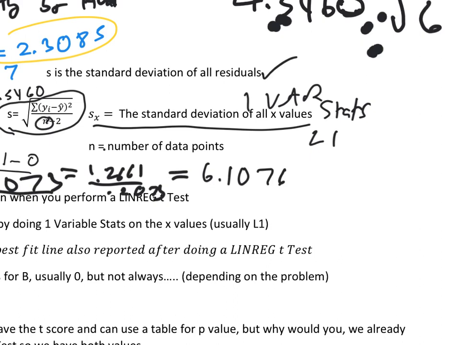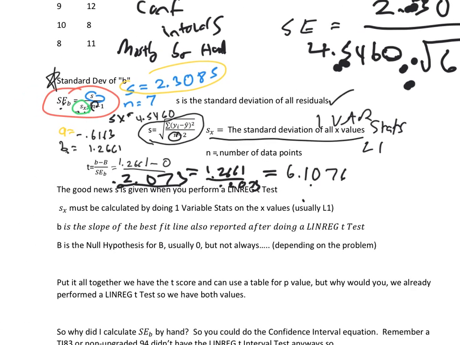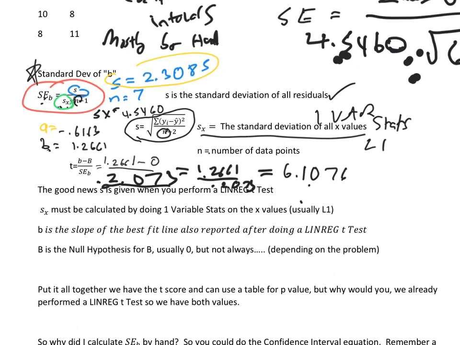But does it make a difference in your T-score? Usually if you go to the table, you can only use 2 decimals anyway, right? So when you go to your table, you can only get T as 2 decimals. So that's a good number. That's kind of cool that we were able to do that by hand. And then if you want your p-value, you could also do that using your table. But why do it? We already did it with a calculator.